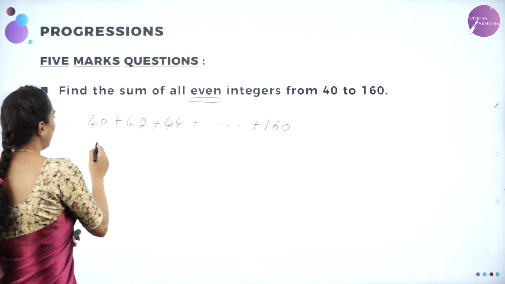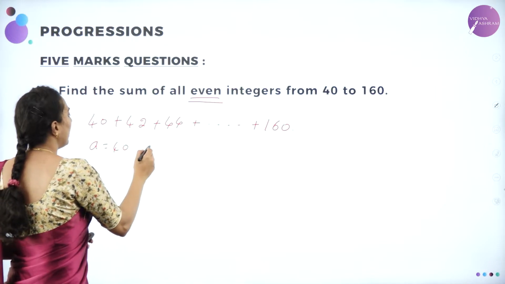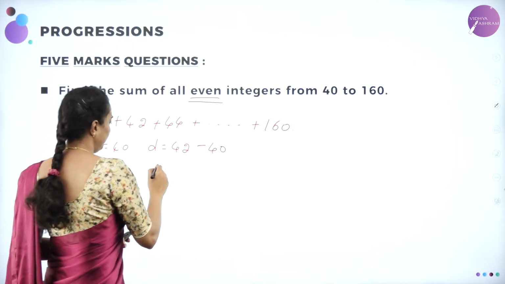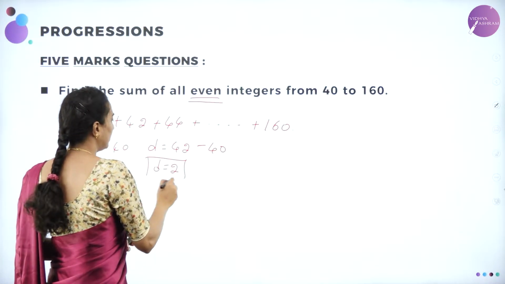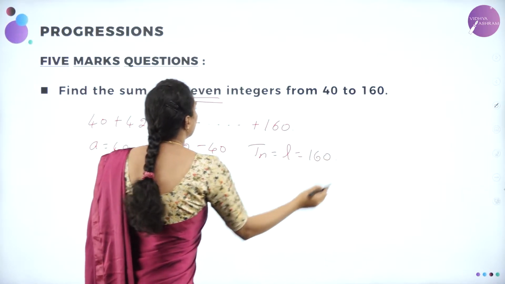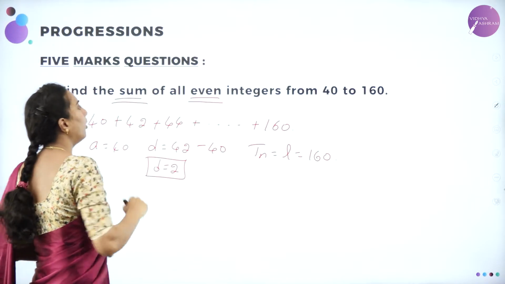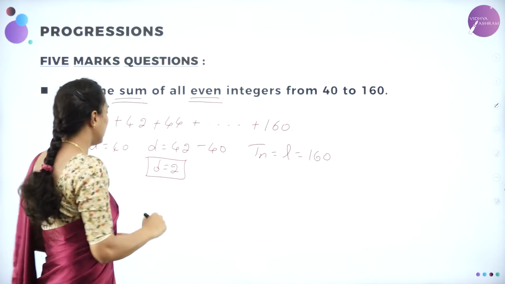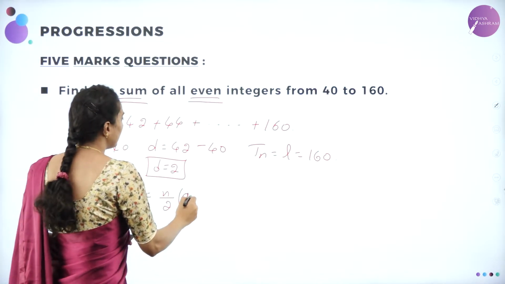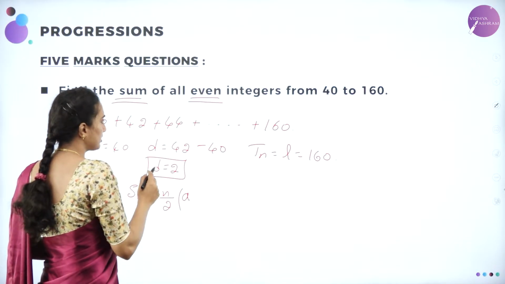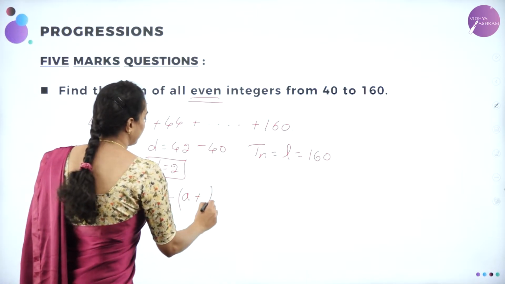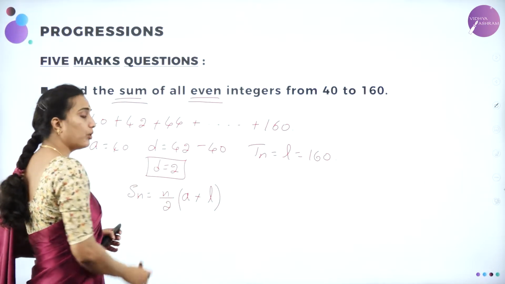Now the first term you can have it as a is equal to 40 here and the difference is nothing but 42 minus 40 gives you 2 and the last term Tn, that is L, is equal to 160. Now they have asked you to find the sum of all even integers. That means Sn. So Sn will be is equal to n by 2 into a plus n minus 1 into d. That is, Sn is equal to n by 2 into a plus L. But we know a, we know L, we don't know n.